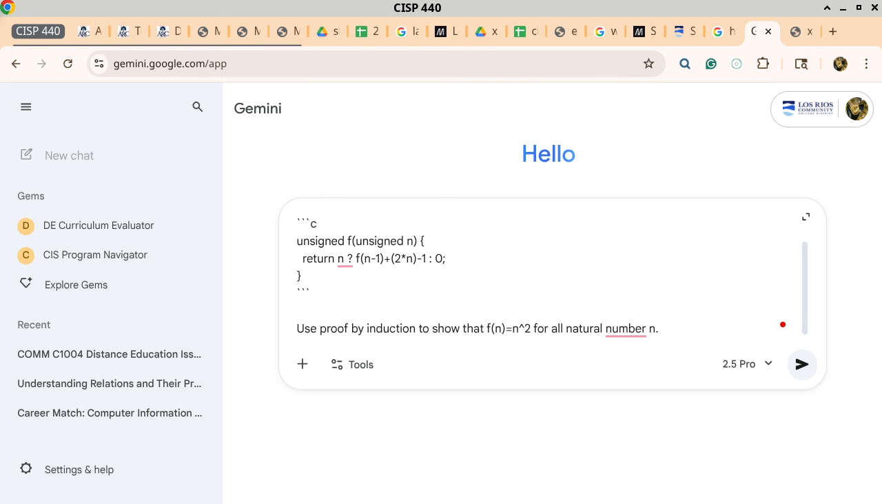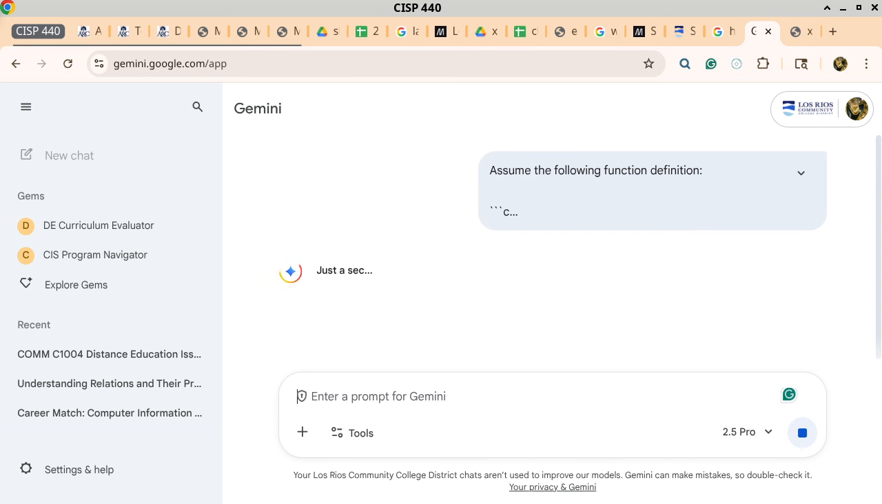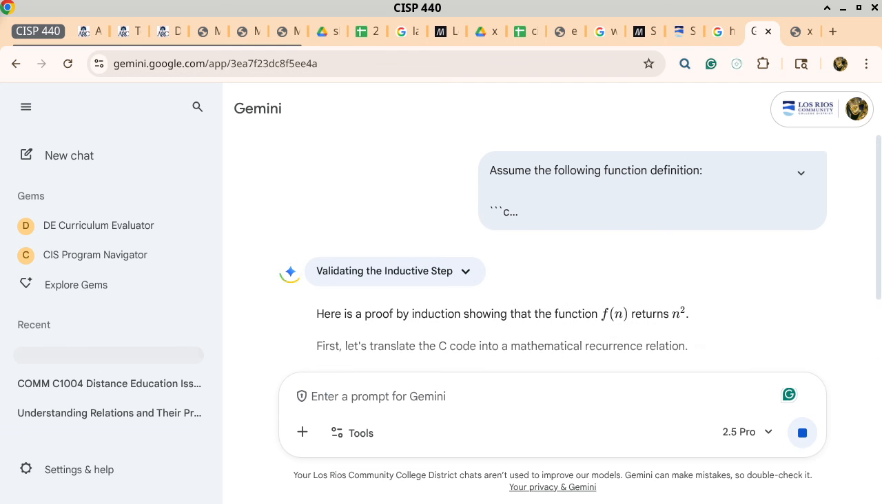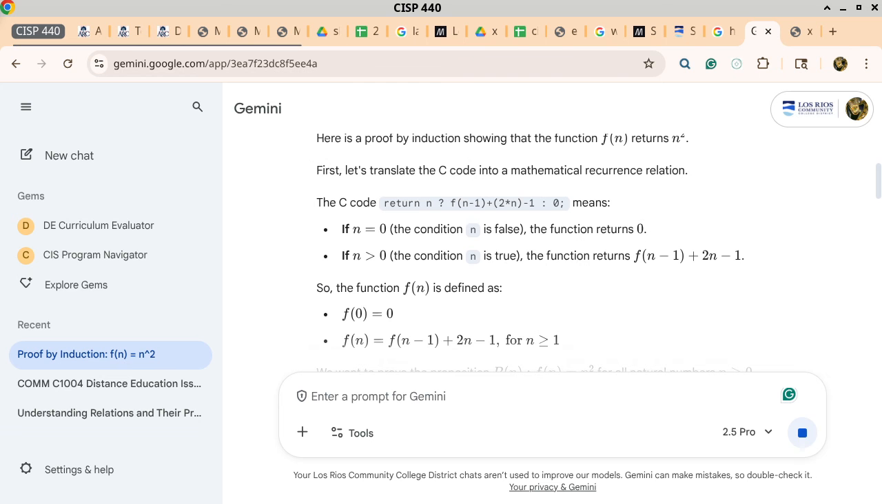So I'm not really sure whether it can do this or not, because it's not in a mathematical equation, but I think it probably understands how to do it. So we'll see. Because you have to make sure that the steps of the proof and the definition of f are consistent. Okay, well, looks like it got it. So here's a proof by induction.